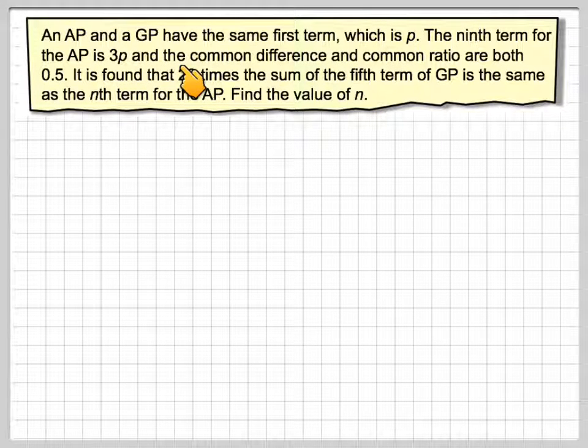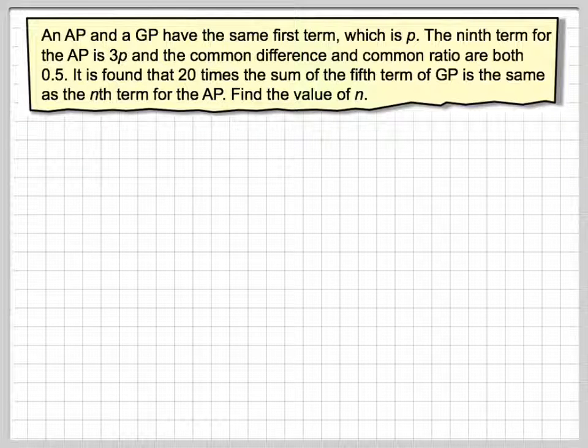An AP and a GP have the same first term, which is P. The ninth term for the AP is 3P, and the common difference and the common ratio are both 0.5. It is found that 20 times the sum of the fifth term of the GP is the same as the nth term of the AP. Find the value of n.